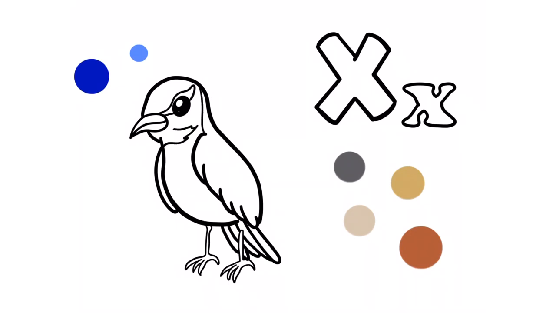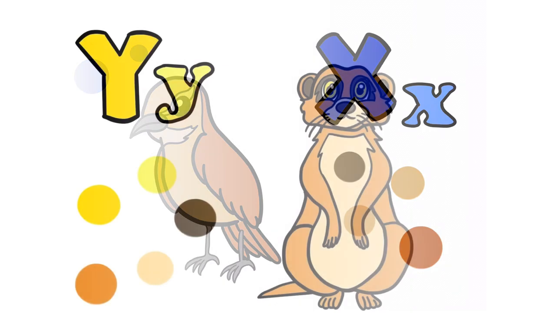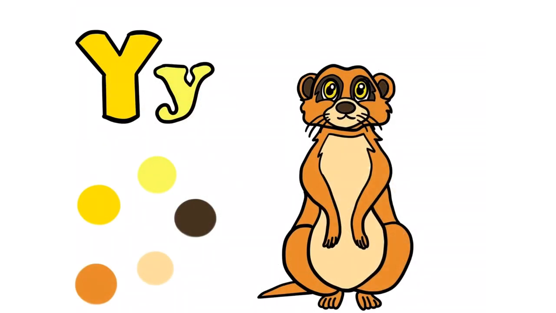Let's color. Dark blue. Blue. Brown. Tan. Beige. Dark gray. That's nice. X is for synaps. Let's learn the letter Y.